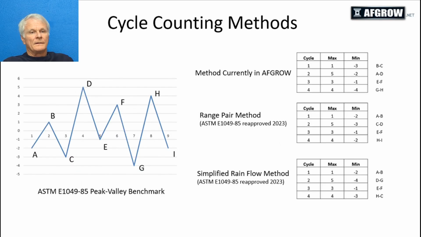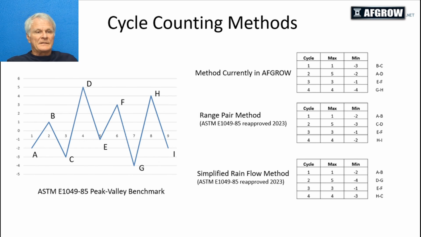And then when you go to cycle counting, there are different ways to cycle count. The method used in AFGROW has been there since about the late 80s. It was a method that was used at Northrop when I worked at Northrop, and I modified it over the years. Back then there was no cycle counting standard. Now there are ASTM cycle counting standards, a range pair method and a simplified rainflow method.